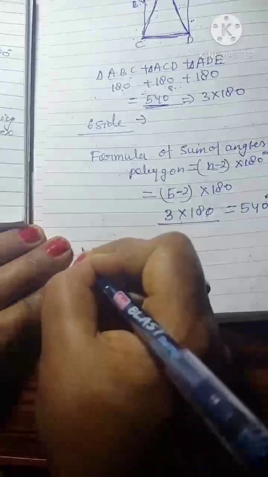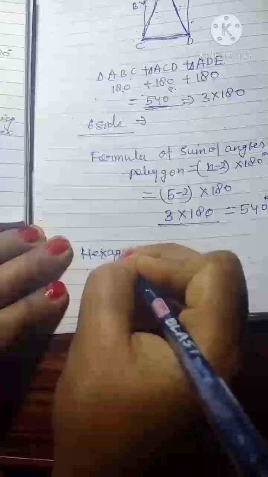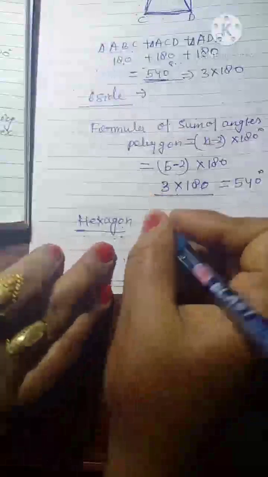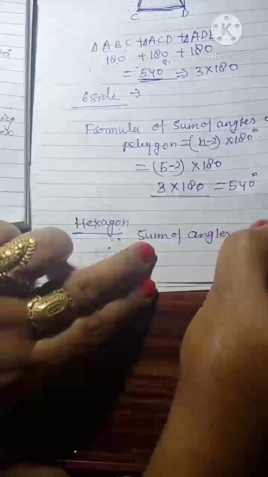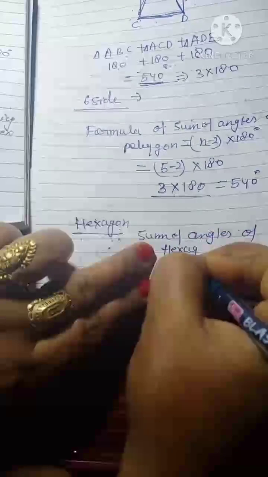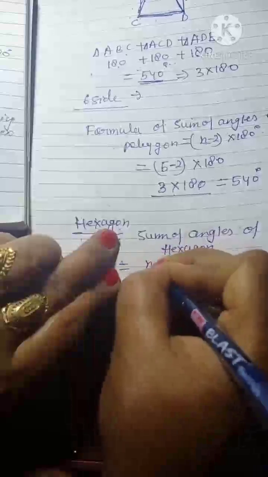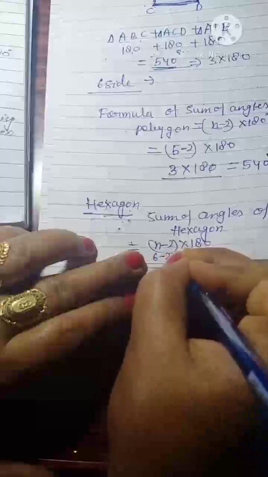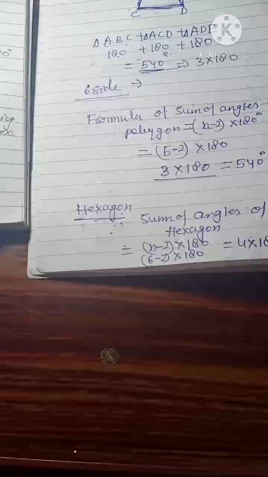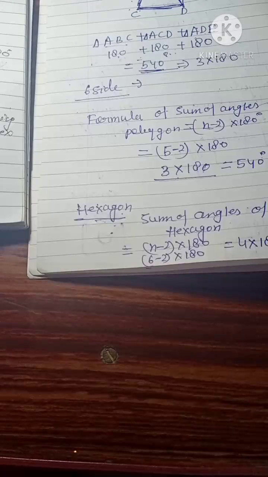Okay, suppose I have to find it for a hexagon. What is the formula? Sum of angles of a hexagon is equal to n minus 2 into 180. Hexa means how many sides? 6. So 6 minus 2 into 180, beta. So what will it be, beta? 4 into 180, which is 720.